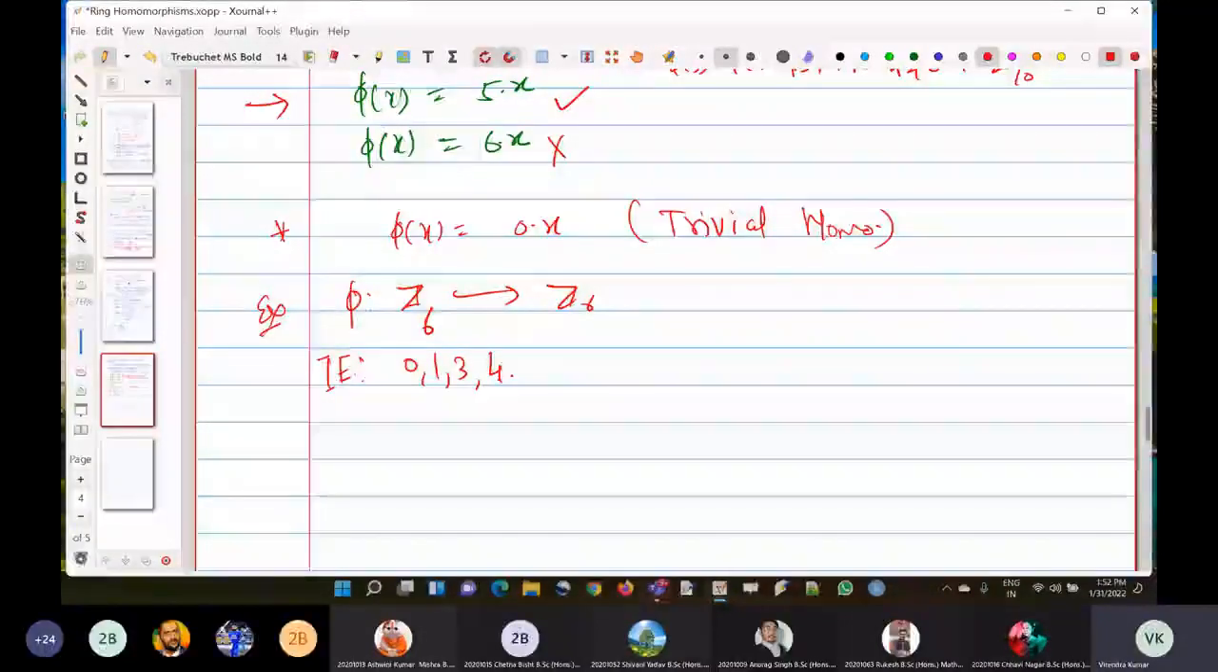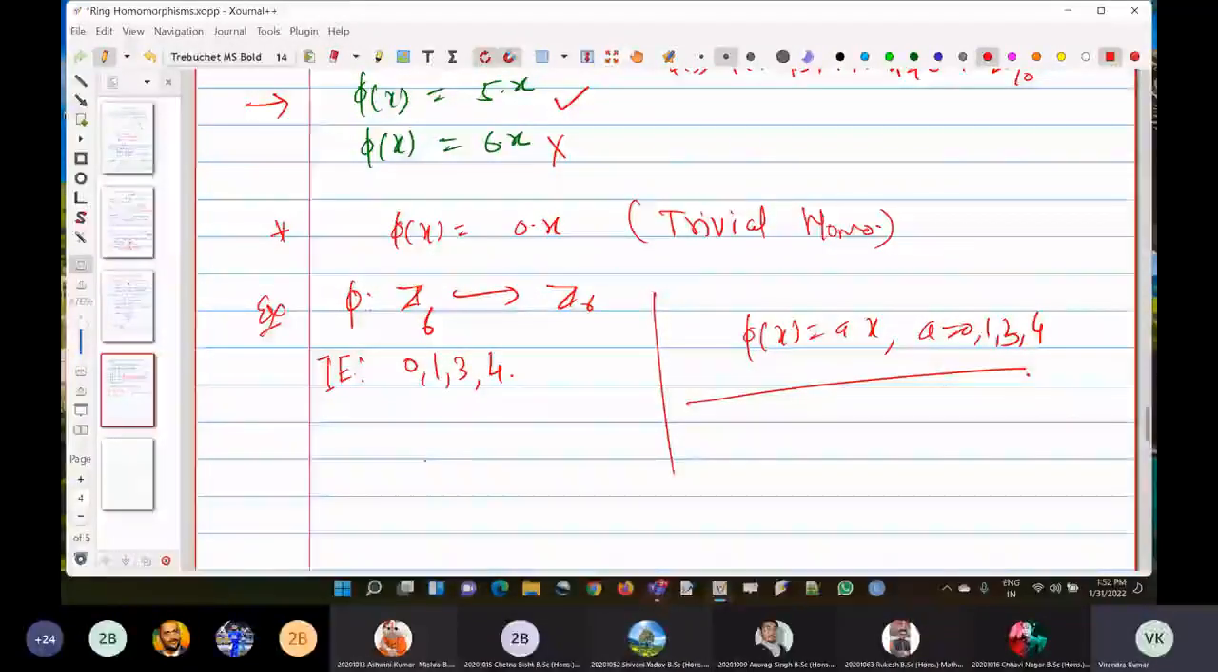So in this case you can verify that phi of x equals ax, where a takes the values 0, 1, 3 and 4. They are all going to be ring homomorphisms, exactly 4 ring homomorphisms. Okay, so this will be discussed further.